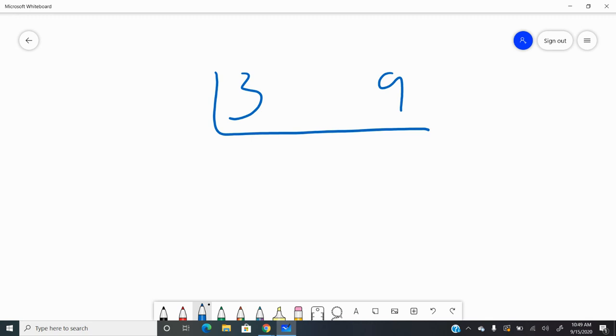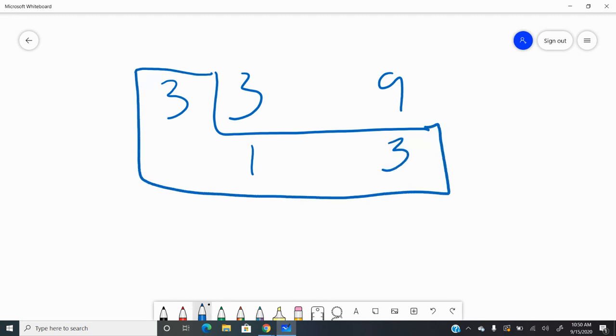We have 3, we have 9. So we can divide both those by 3, actually. So I'll put a 3 here. 3 divided by 3 is 1. 9 divided by 3 is 3. Let's take everything in the L. We have 3 times 1 times 3. So 3 times 1 is 3, and 3 times 3 is 9. We end up getting that same answer. Oh, yeah, nice.